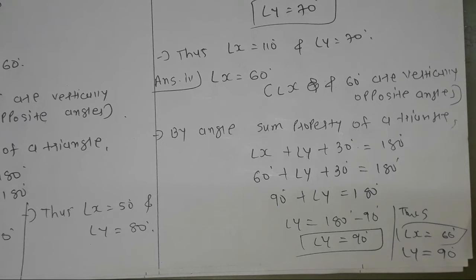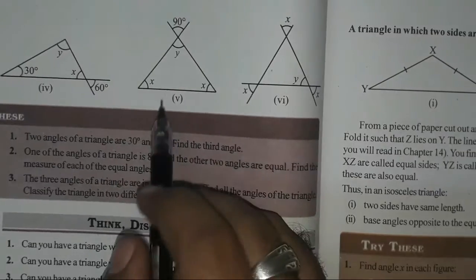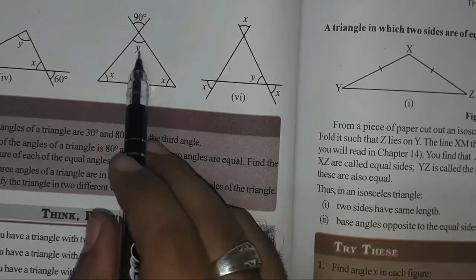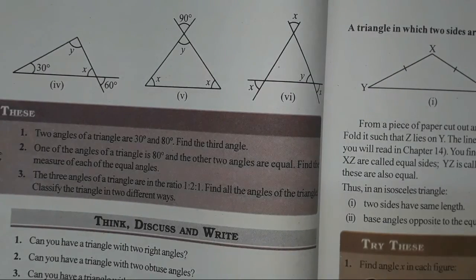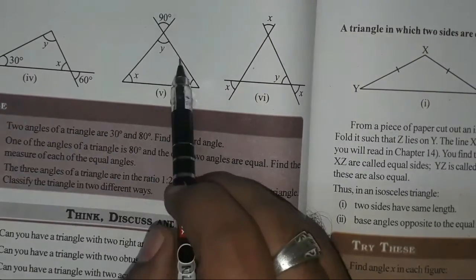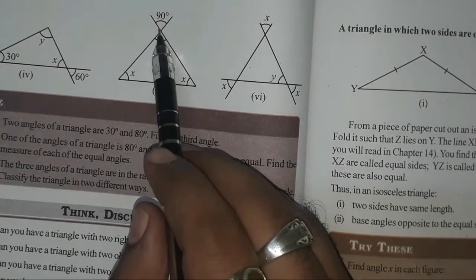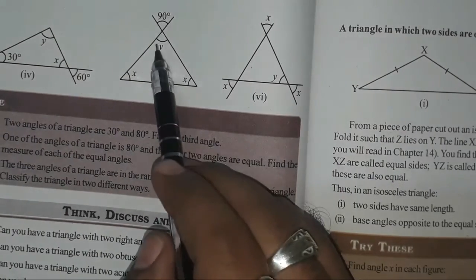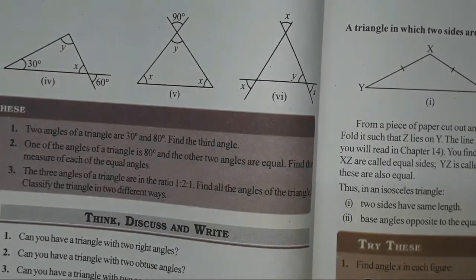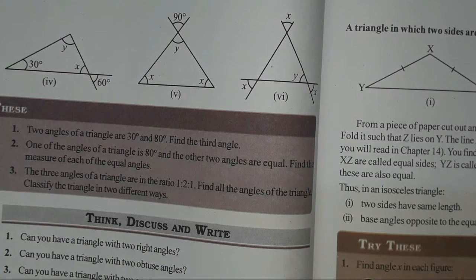Now moving to the next sum. Here x and y, three unknown angles are there, and we have to find their values. Two lines intersect each other at this common point. So 90 degree and y both are vertically opposite angles, as we did in the previous 2-3 sums.